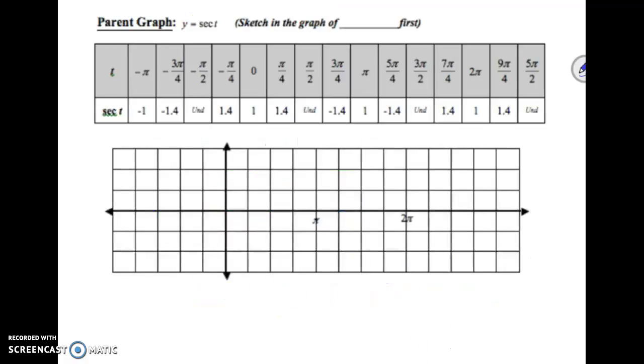Okay, now let's take a look at the parent graph of secant t. And we're going to start again by sketching in the graph of y equals cosine t first so that you can see that relationship between these two reciprocals. So if I look at my picture frame for cosine t, positive 1 and negative 1 on my y-axis, my picture frame goes from 0 to 2 pi.